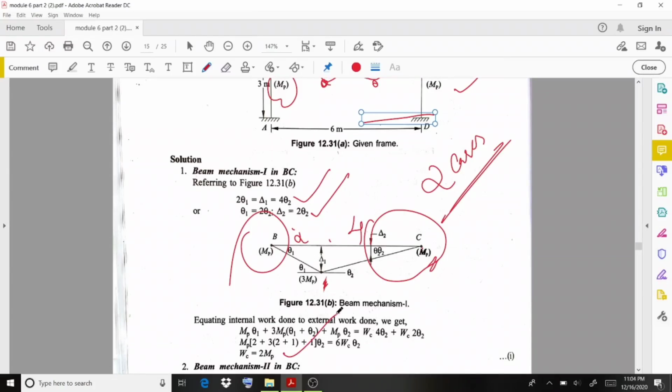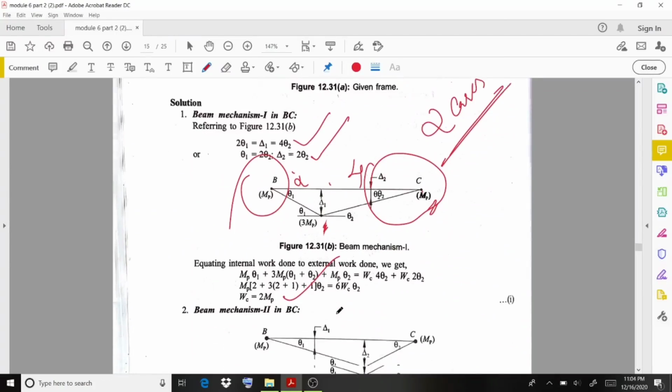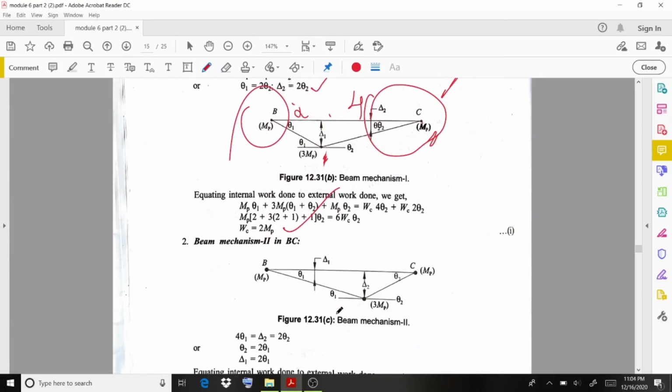Then similarly, we consider the second beam mechanism, that is under the second load W.